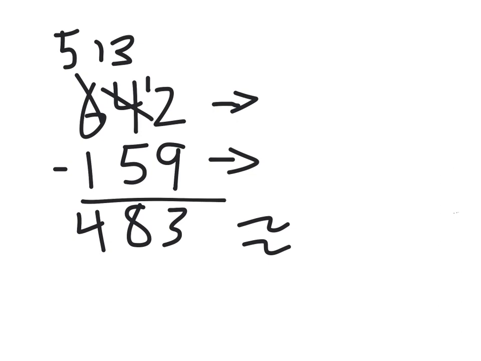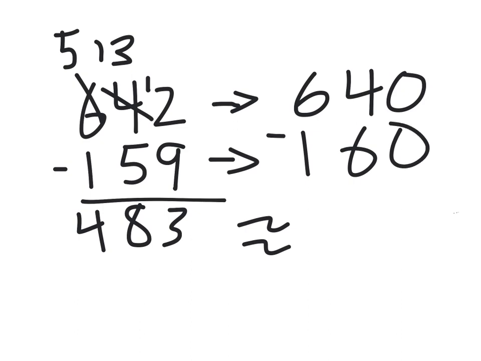So 642 to the tens, Mason. 642 to the nearest 10. 640. And then 159 to the nearest 10. 160, good. We're subtracting. 0 minus 0 is 0.